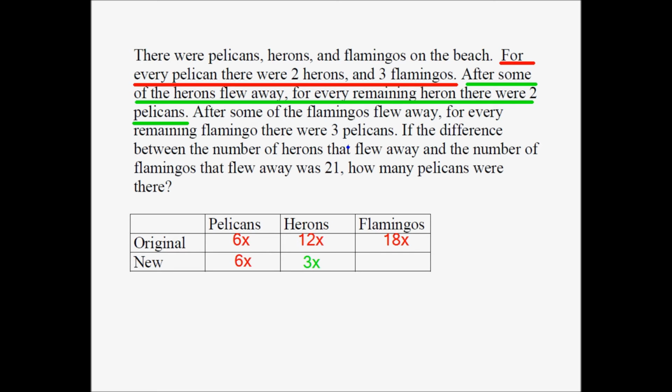So we're going to try the next one. After some of the flamingos flew away, for every remaining flamingo, there were 3 pelicans. What does that line mean? That simply is telling us some of the flamingos flew away, and after some of the flamingos flew away, the number of pelicans was 3 times the number of flamingos that were left behind. That is another way of saying that after some of the flamingos flew away, the number of flamingos was 1/3 of the number of pelicans, and 1/3 of 6x is going to be 2x.